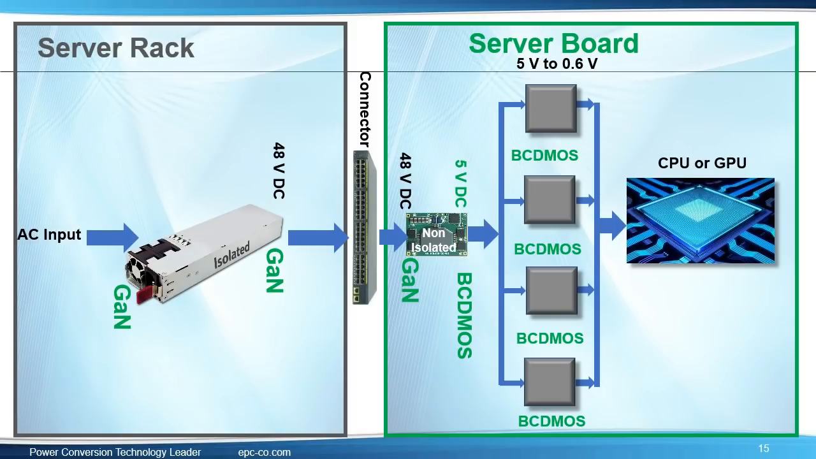The point of load converters that used to be 12 volts in to 1 volt out and relied upon trench MOSFETs are now shifting to 5 volt to 0.6 volt point-of-load converters using monolithic BCD-MOS power stages. These BCD-MOS power stages can go to higher frequencies, making the point-of-load smaller and able to be placed much closer to the GPU or CPU, even below the heatsink.